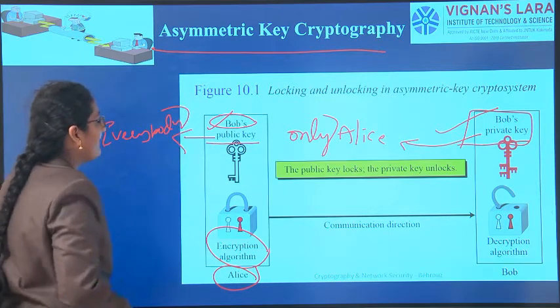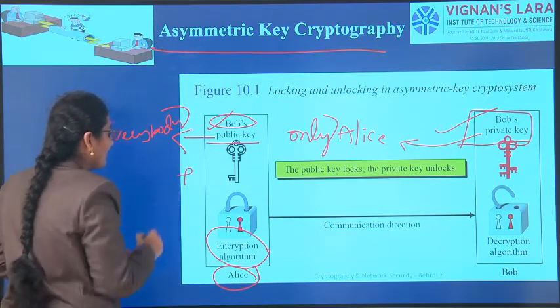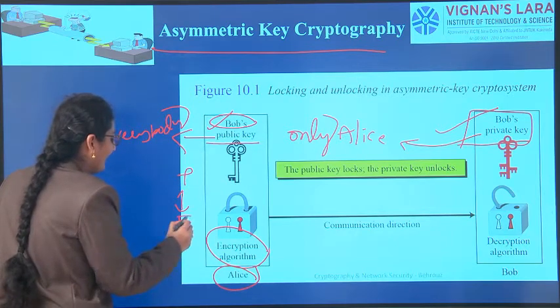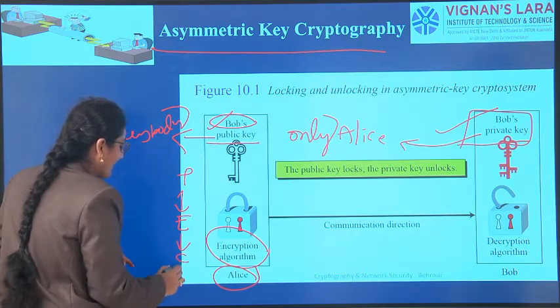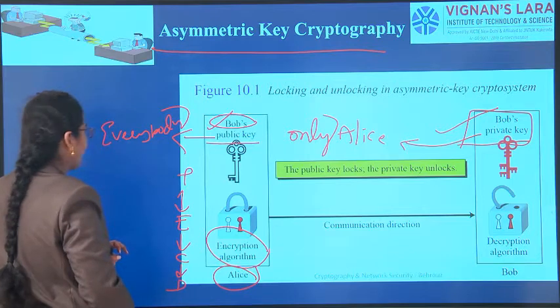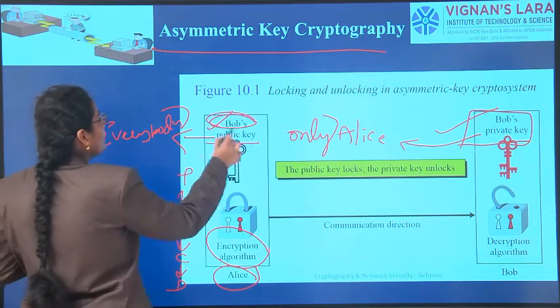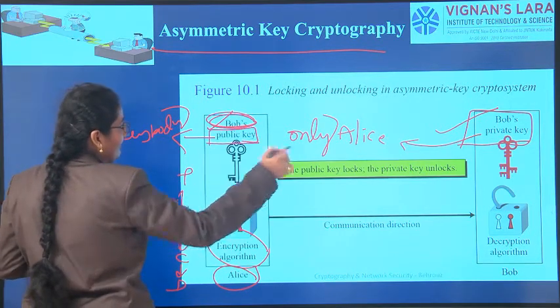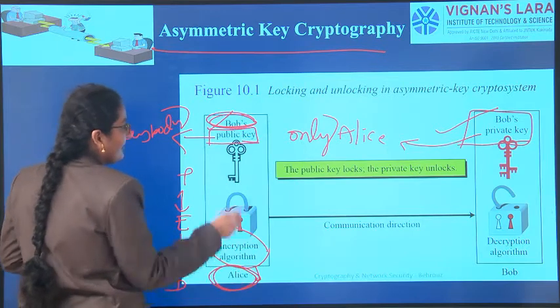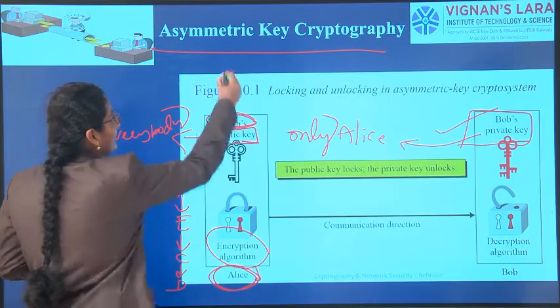Public key is known to everybody. We have plain text. Plain text should be encrypted, and we will get cipher text. Cipher text should be decrypted. So see here, Bob is the sender. He has a public key and a private key. Alice is the receiver. She also has a public key and a private key.